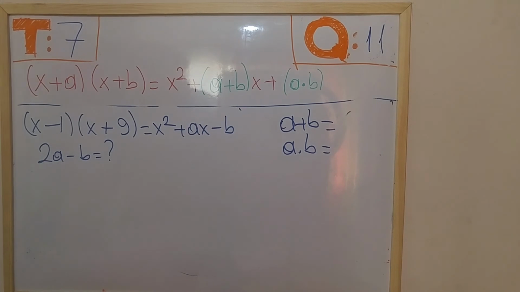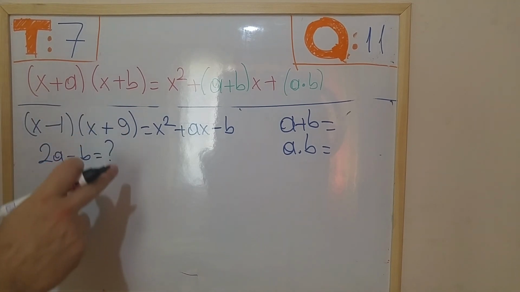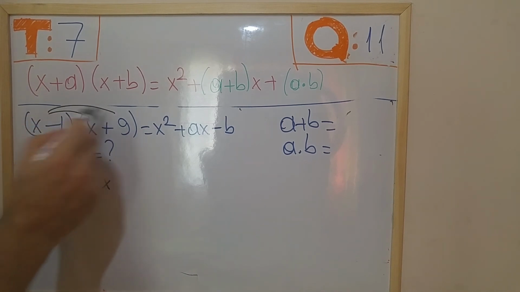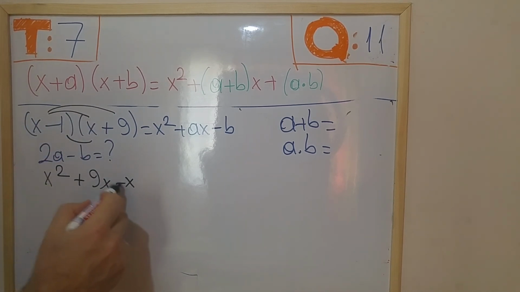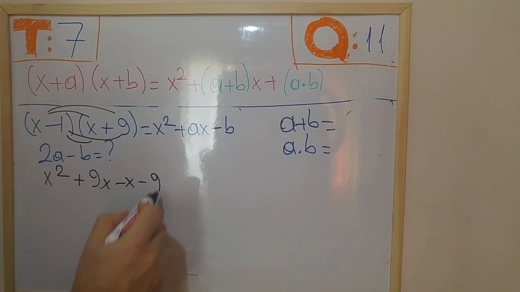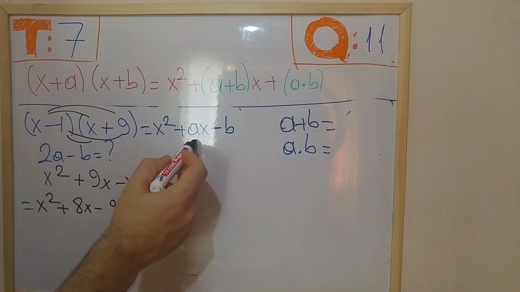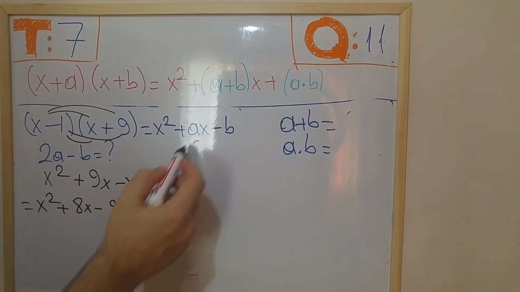Okay, this is the question that we have in our hands. So let's expand the parentheses first in order to reach what a and b are equal to. And let's do it. x times x is equal to x squared. And we have plus 9x. This was x squared, this is 9x. Minus x. And minus 9. Then this is equal to x squared plus 8x minus 9.